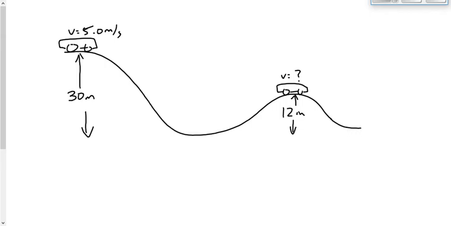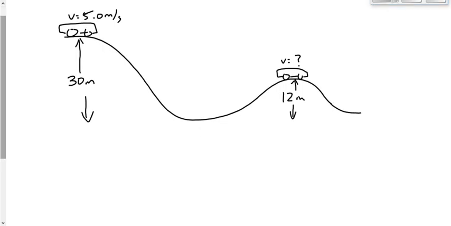Let's have a look at the question here. So here's our roller coaster, top of a 30-meter high hill. How fast is it moving at the end of a hill that's 12 meters high? What kind of energy do we have at the beginning of this problem? Does it have a height? Yeah, it does. So it's got potential energy, right? Is it moving? Yeah, so it's got kinetic energy as well.